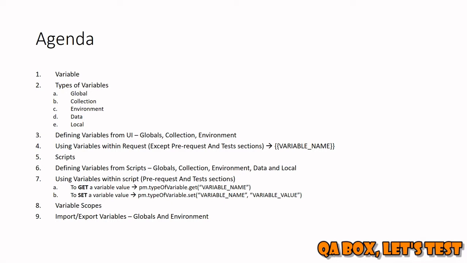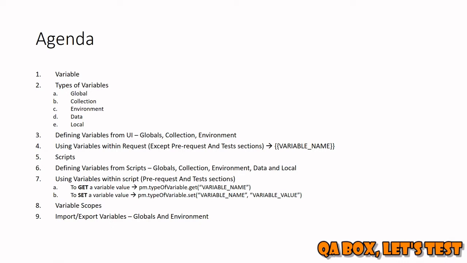However, I will not be covering the iteration data variables. That data variable is a separate video that I'm going to create, and there we are going to see that in detail. In this video, we are going to cover the rest four variables, which are global, collection, environment, and data. I've briefly talked about global, collection, and environment variables already in the organized work into Postman video. So we are going to now see those in detail.